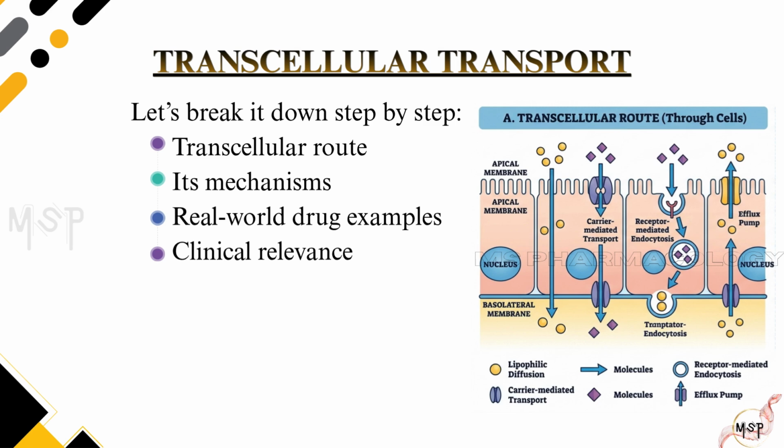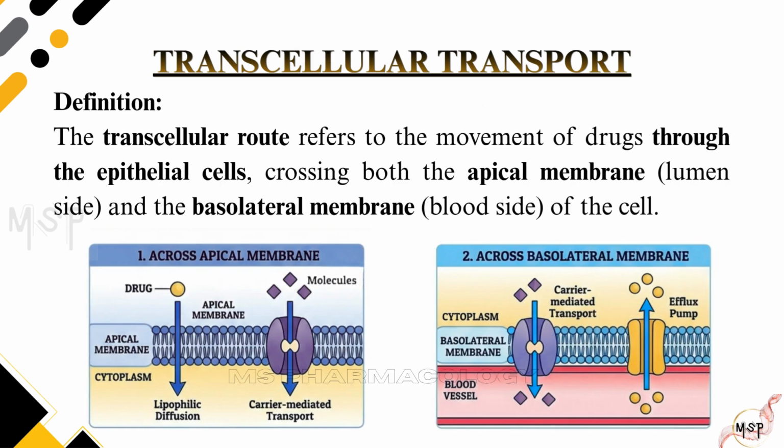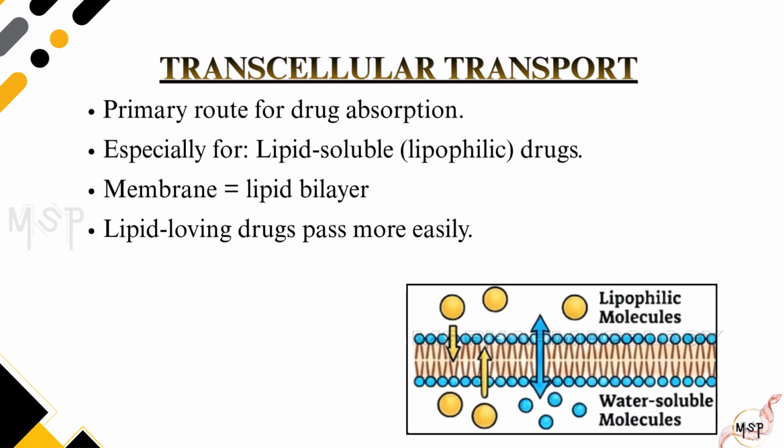All right, let's zoom in on the transcellular route. The transcellular route is exactly what it sounds like. The drug moves through the epithelial cells themselves. To do that, it has to cross two membranes: the apical membrane, the side facing the lumen, and the basolateral membrane, the side facing the bloodstream. It's a journey through the cell, not around it. This is the major pathway for drug absorption, especially for lipid-soluble or lipophilic drugs. And here's why that makes sense. If the membrane is made of lipids, lipid-loving molecules are going to slip right through.